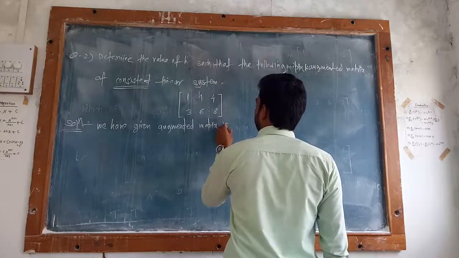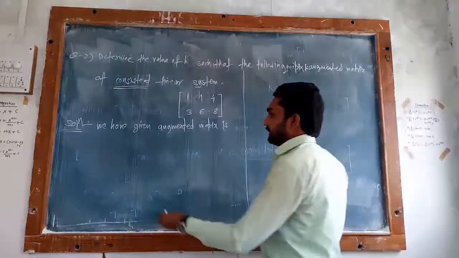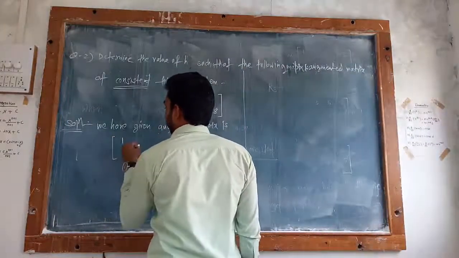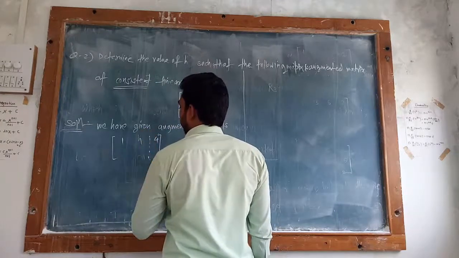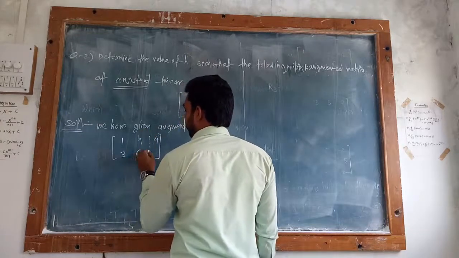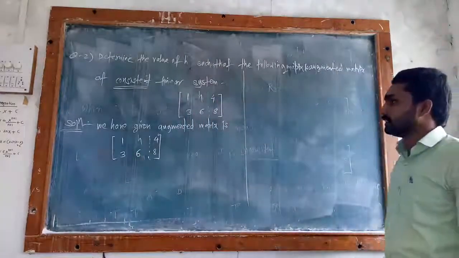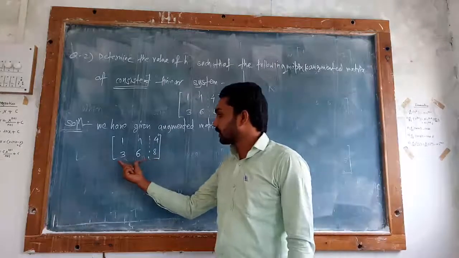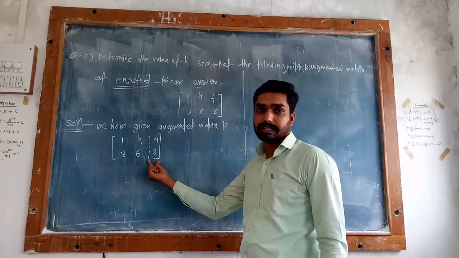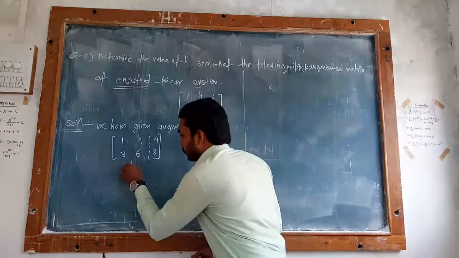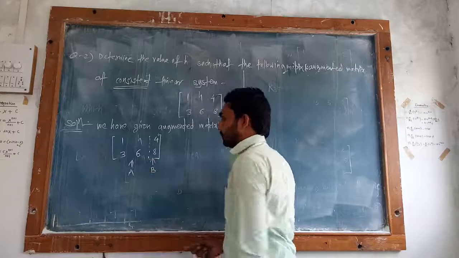The given augmented matrix is: the first row becomes 1, h, 4, and the second row becomes 3, 6, 8. We have to find the value of h. This is your coefficient matrix A, and this is your column matrix of constants.